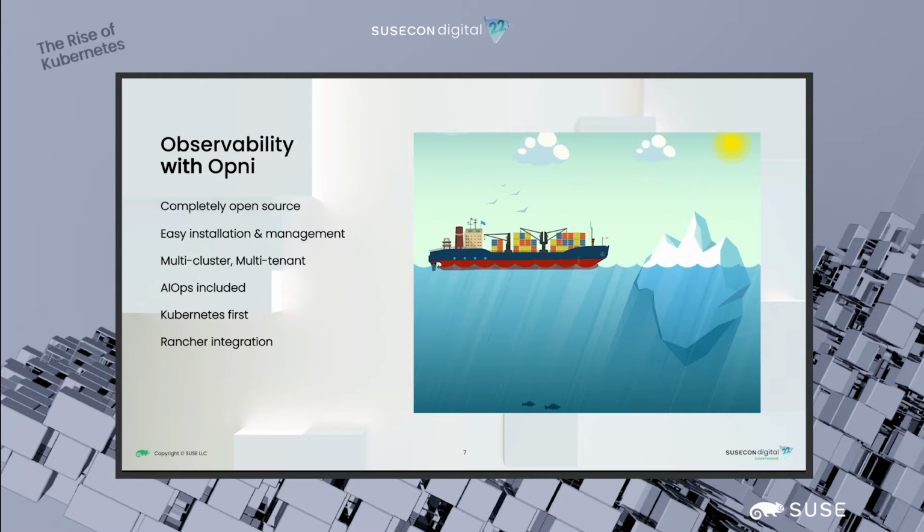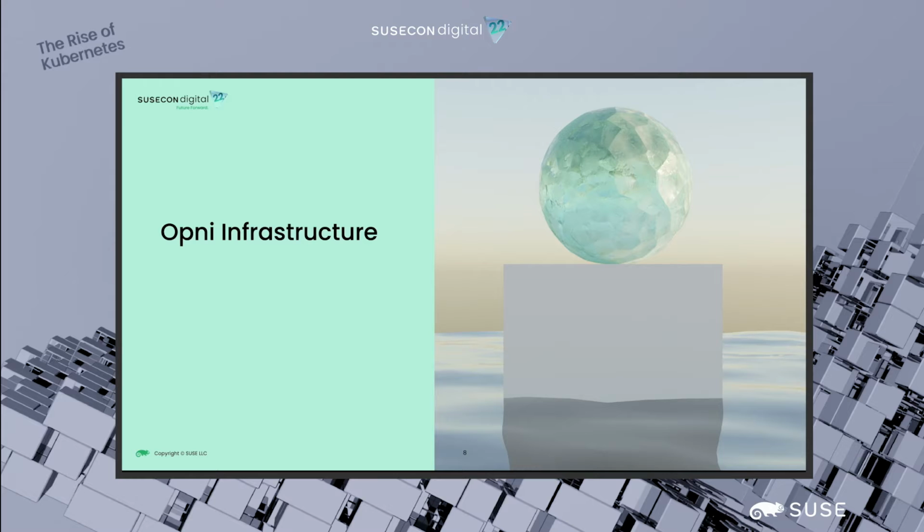We make it easy to create and manage the backend for logs, metrics, and traces, as well as AIOps, including deep learning models that don't need any data, user configuration, or even a GPU to get started. Opni is completely open source, just like the other products in the SUSE Rancher landscape, and keeps Kubernetes first. It is a multi-cluster and multi-tenant solution that works very nicely with Rancher. On to Dan, who will be explaining Opni's infrastructure.